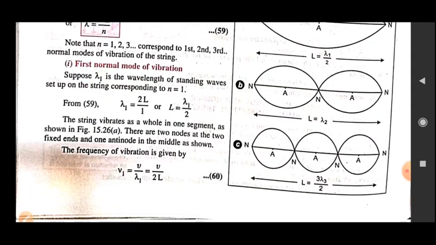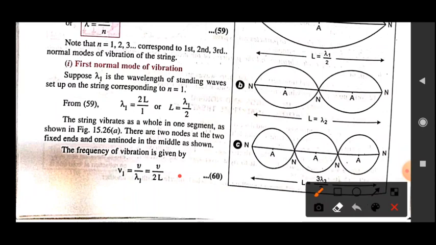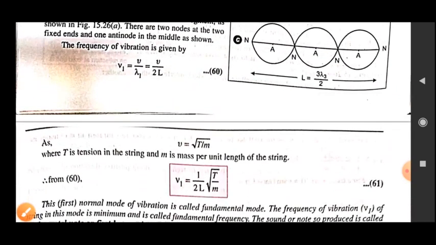And now you can also calculate the frequency of vibration. As you know, frequency is given by v by lambda, where v is the velocity. So here nu1 is equal to v by lambda 1, or v by 2L from here.